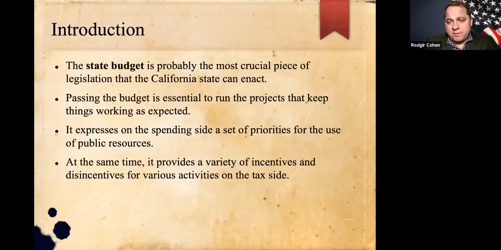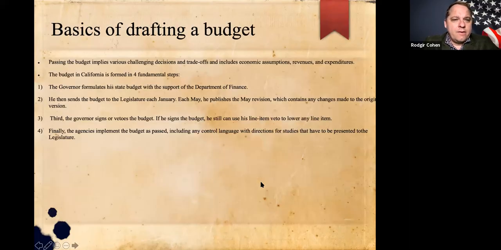The state budget is probably the most critical piece of legislation that California can enact. Passing the budget is essential to run the projects that keep things moving in California. The California budget is formed in four fundamental steps.